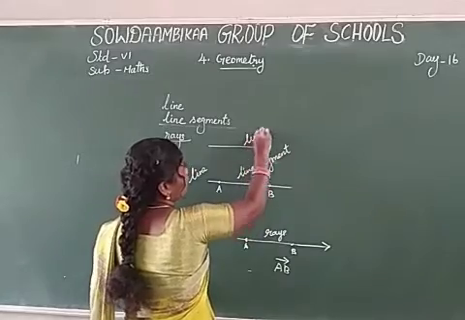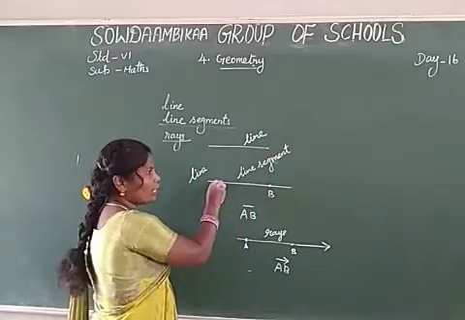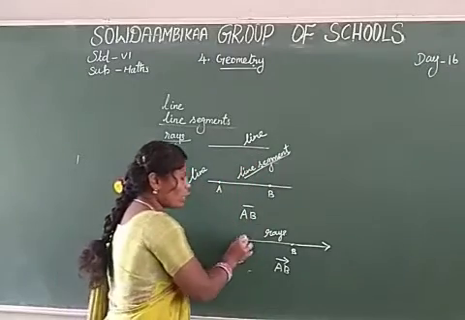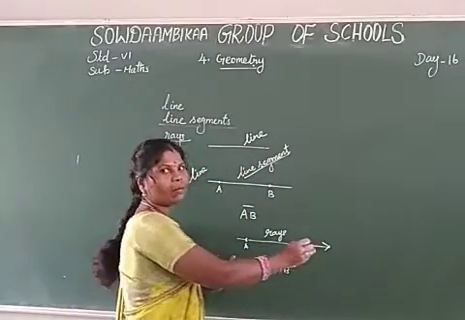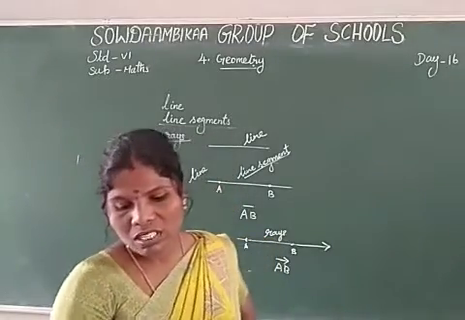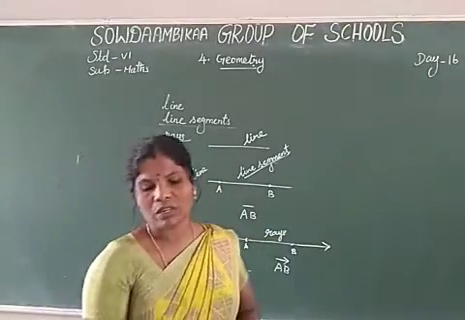This is a line. One starting point and one ending point is called a line segment. And only one starting point, with no ending point, is a ray. Okay. Now take page number 76. The introduction is given.